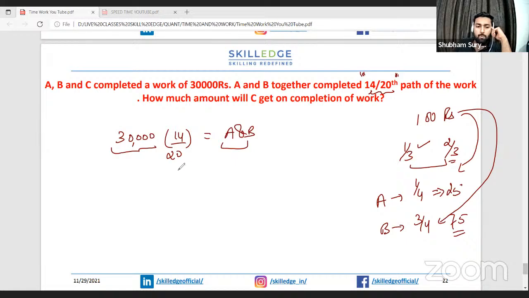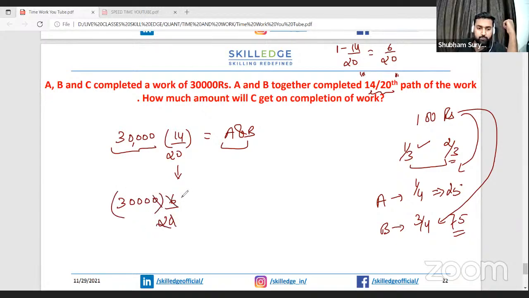And what is the rest of the work which is remaining? The remaining is 6/20th part of the work. A total of 14/20 is given. So the remaining is going to be 1 minus 14/20, which comes out to be equal to 6/20. So this much part of the work is completed by the person C. So person C should get 6/20th part of the total amount. 0 and 0 goes, 2 threes are 6, 3 threes are 9 with 3 zeros. The person C will get an amount of 9,000 rupees on completion of the work.